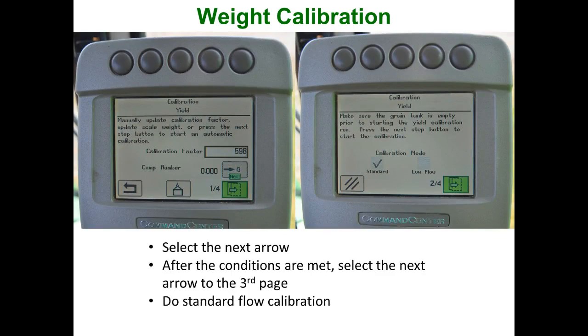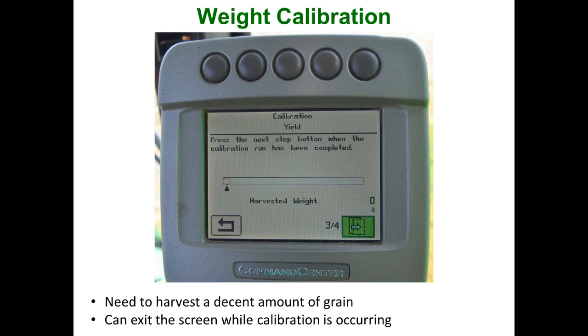We're going to do a standard flow calibration. We always have to do the standard flow calibration before we can do a low flow. Low flow is used when yields or weights may vary substantially, but most of the time we will just do a standard calibration. Then we'll hit the next arrow. Now at this point we will start harvesting grain, and the harvested weight should increase.